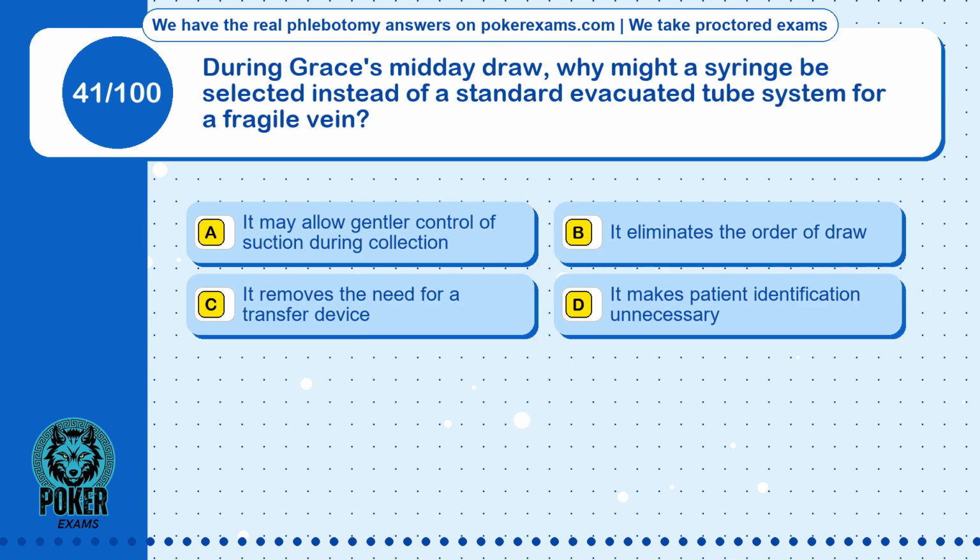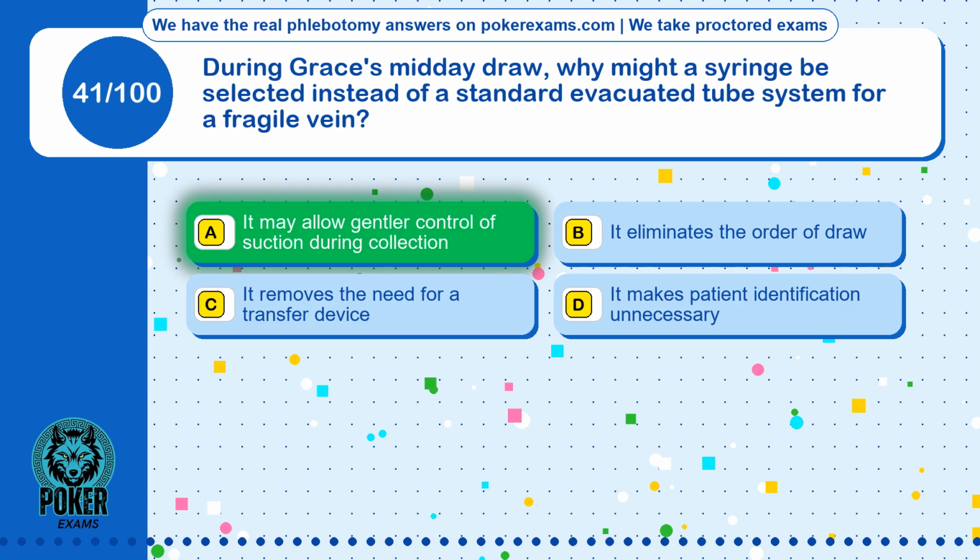Question 41. During Grace's midday draw, why might a syringe be selected instead of a standard evacuated tube system for a fragile vein? Option A. It may allow gentler control of suction during collection. Option B. It eliminates the order of draw. Option C. It removes the need for a transfer device. Option D. It makes patient identification unnecessary.